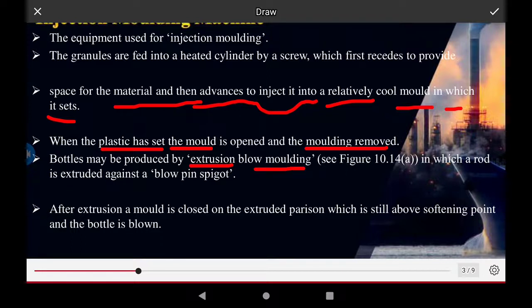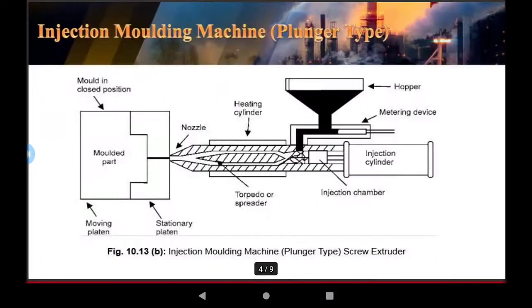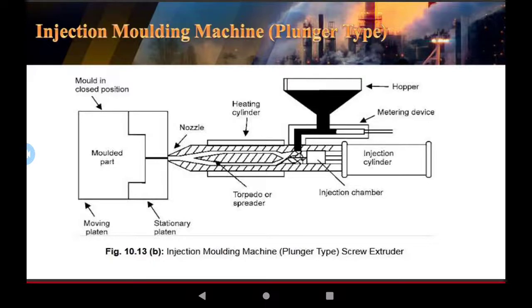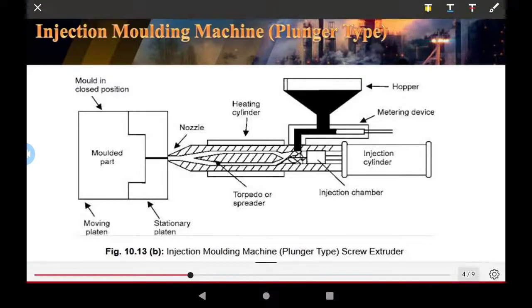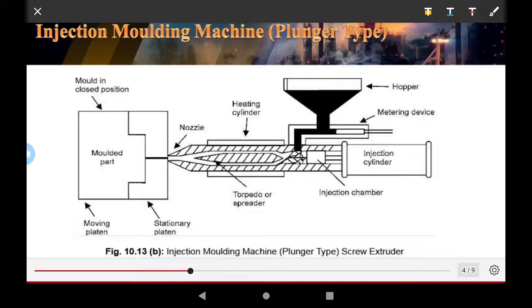In blow molding, the extrusion is followed by blowing through holes in a pin. After extrusion, a cold mold is closed on the extrusion, which is still above the softening point, and the parison is blown. The injection molding machine is used for producing plastic products.